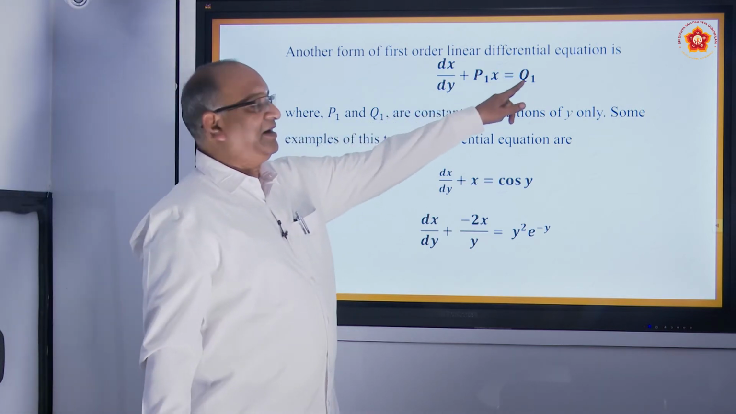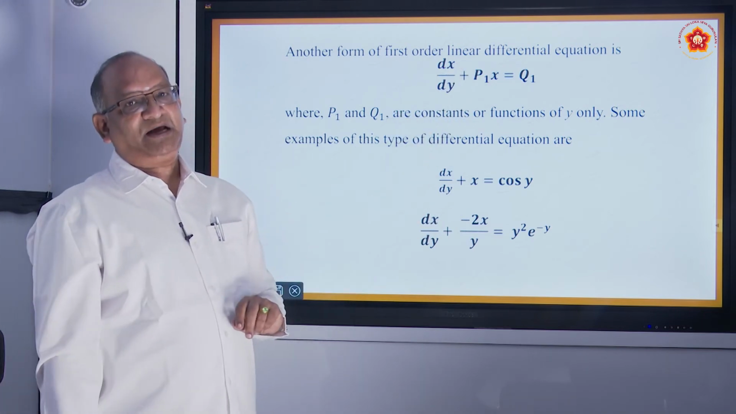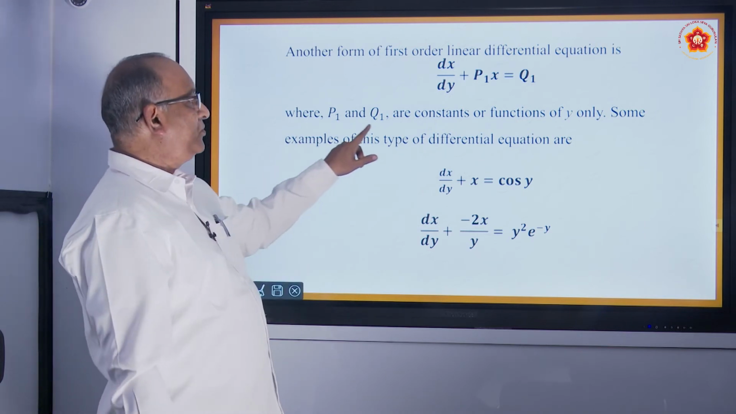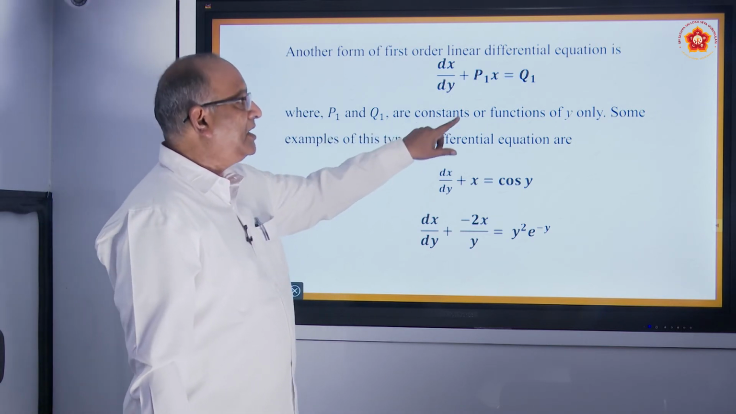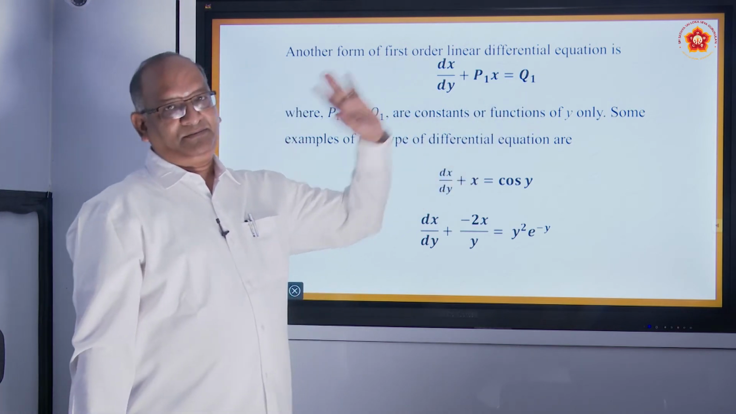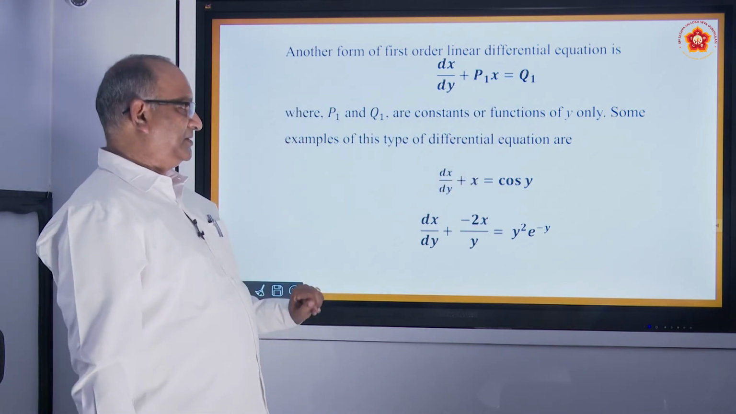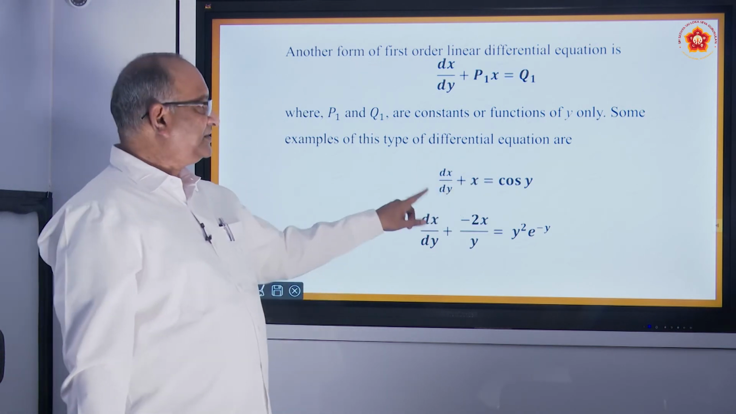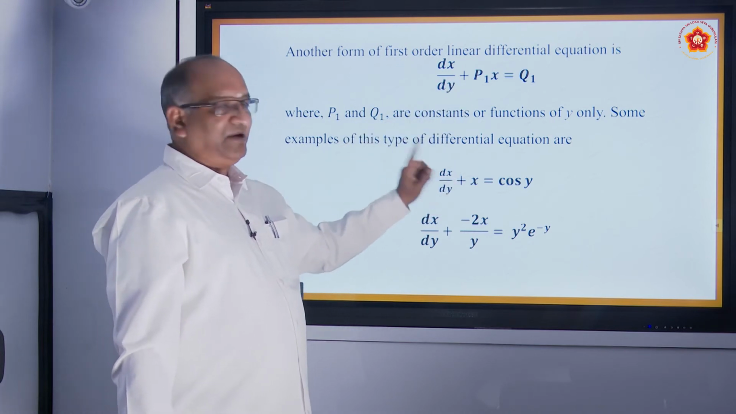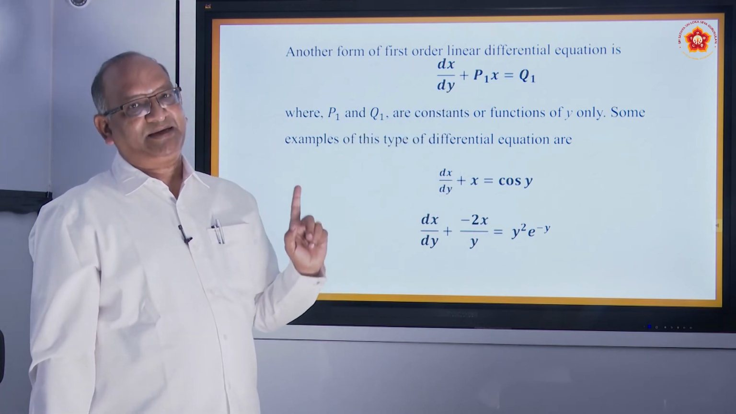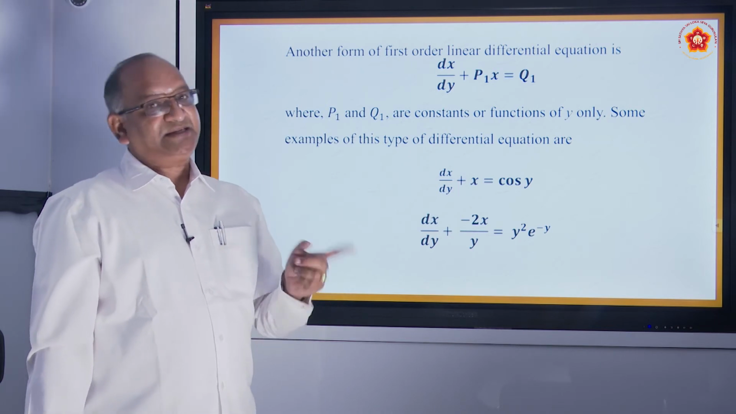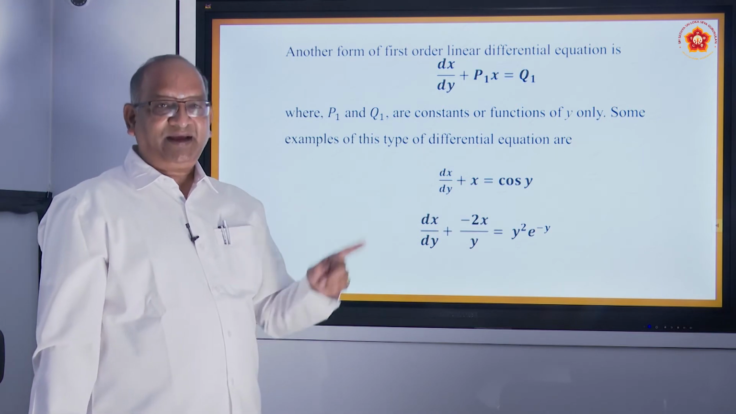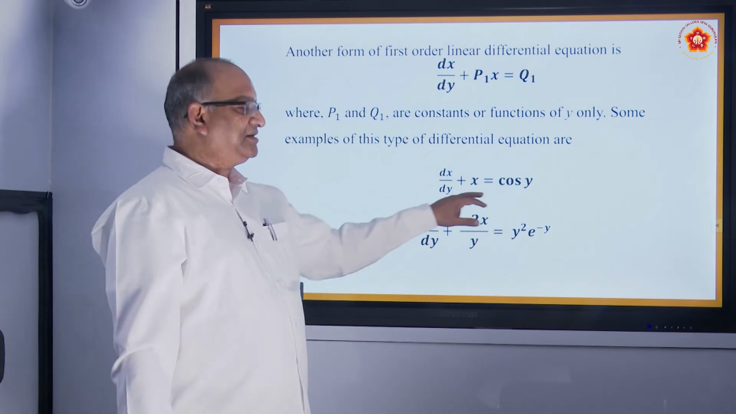Here he has used P1 and Q1 instead of P and Q so that you will not get confused. So, what is the condition? P1 and Q1 are constants or functions of y only. Okay, some examples. dx by dy plus x equal to cos y. Compare this with the standard form. Instead of P1 we have nothing, and if nothing is there, it means 1 is there. So, 1 is a constant which is acceptable. Q1 is cos y, which is a function of y, so also acceptable. So, it is a linear differential equation.